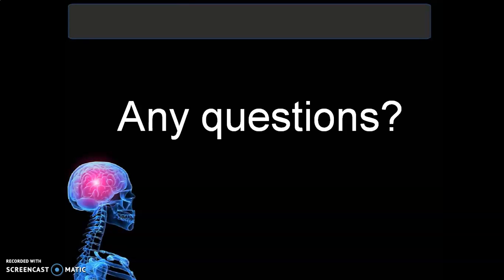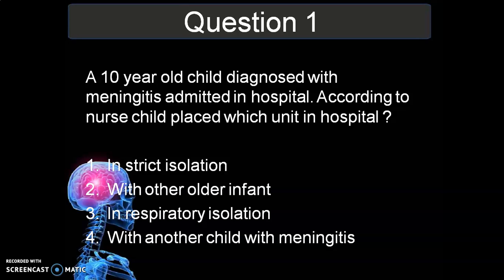Alright, I would like to ask some questions. A 10-year-old child diagnosed with meningitis is admitted in the hospital. According to the nurse, in which unit of the hospital is the child placed? Strict isolation, with another older infant in respiratory isolation, or with another child with meningitis?